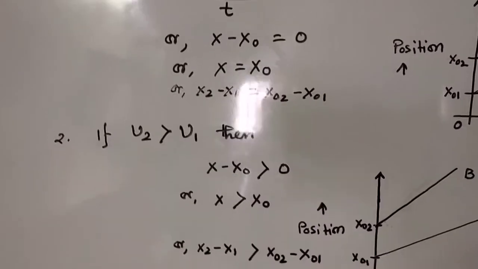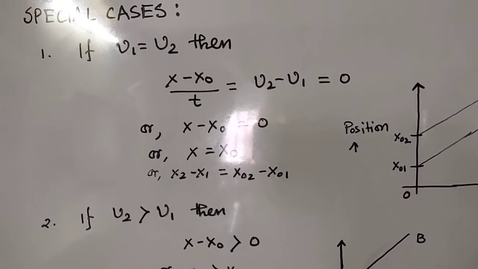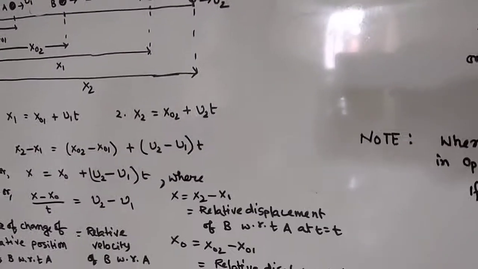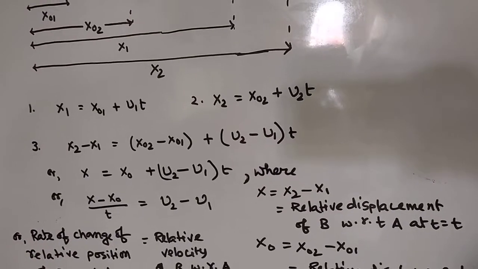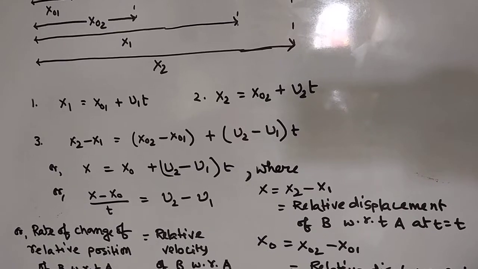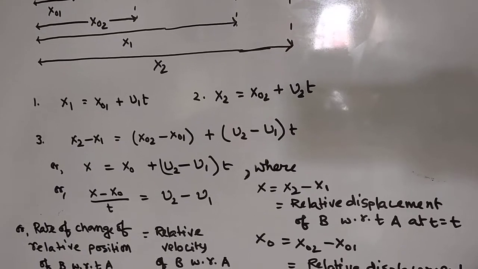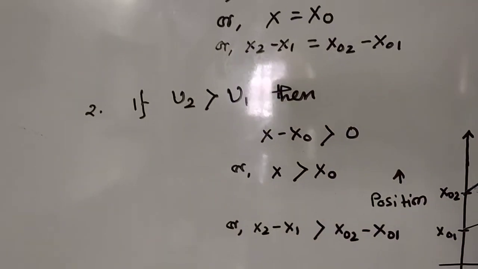Now next, case number 2, which we are going to define: v2 greater than v1. If we consider this equation again, and v2 is greater than v1, it means v2 minus v1 is positive. If v2 minus v1 is positive, it means x minus x0 is also positive. It means x minus x0 is greater than 0.